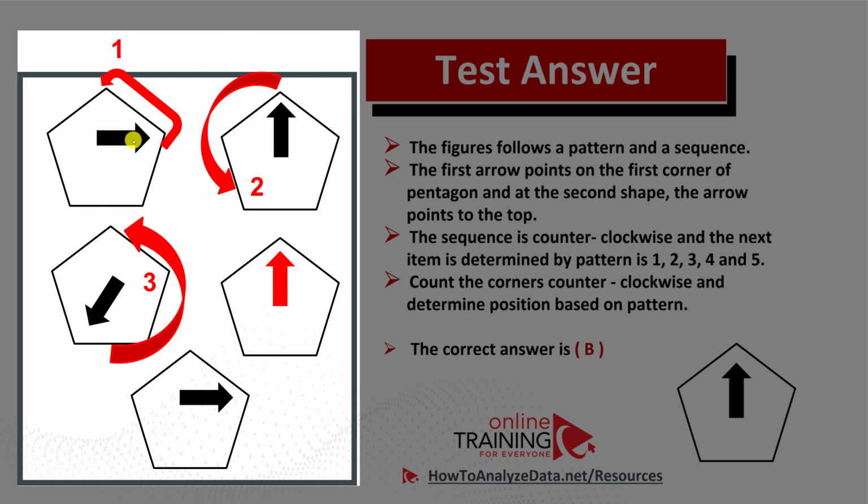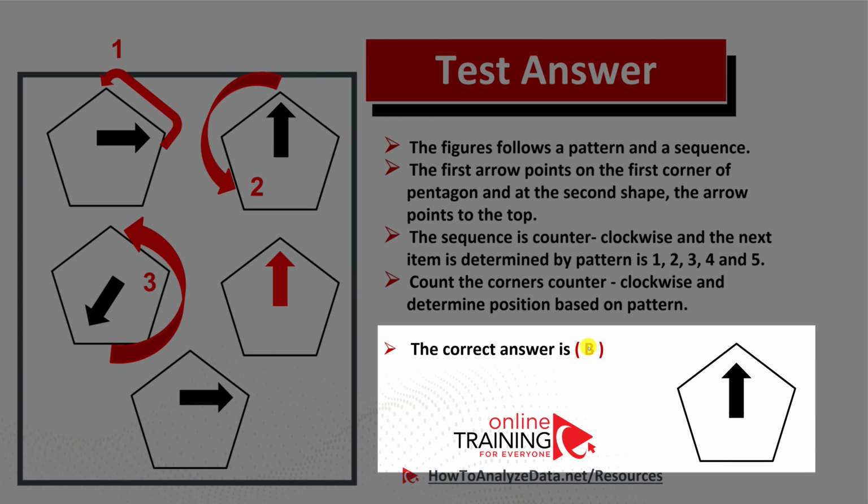For example, in item 1, the arrow points to 1 o'clock, to the first angle of the pentagon. For the second position, you need to move counterclockwise into the next corner. For the next one, you need to move 2 steps, because the sequence number would be 2, because this is the second shape. And once you move, you get to the 8 o'clock corner of the pentagon. As you continue moving, your next move would be to jump through 3 corners of the pentagon, and you will be at 12 o'clock. And this is the position of the arrow we're trying to determine.